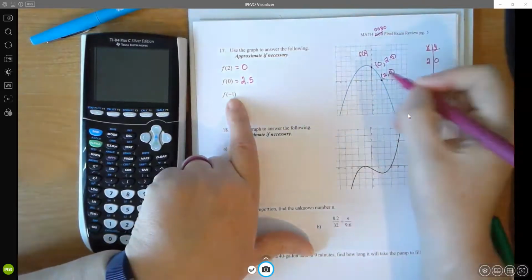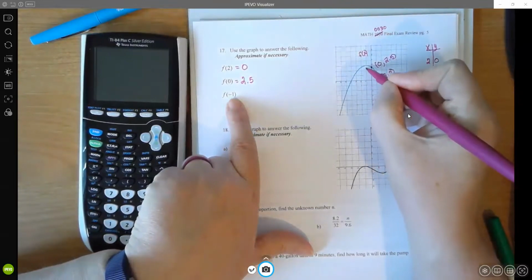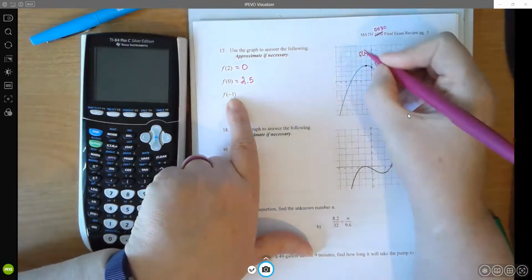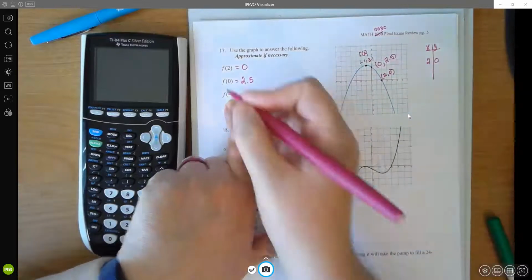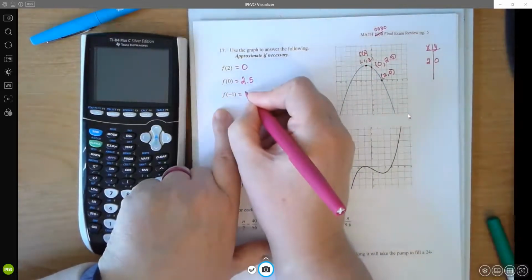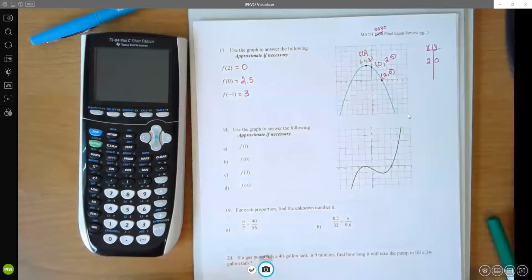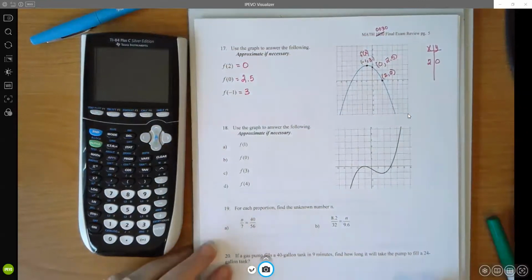For -1, I'm going to go to -1, and that's up here at this point. So that's the ordered pair -1, 3. So what is it asking for? f of -1 equals 3. It's just asking for the y value.